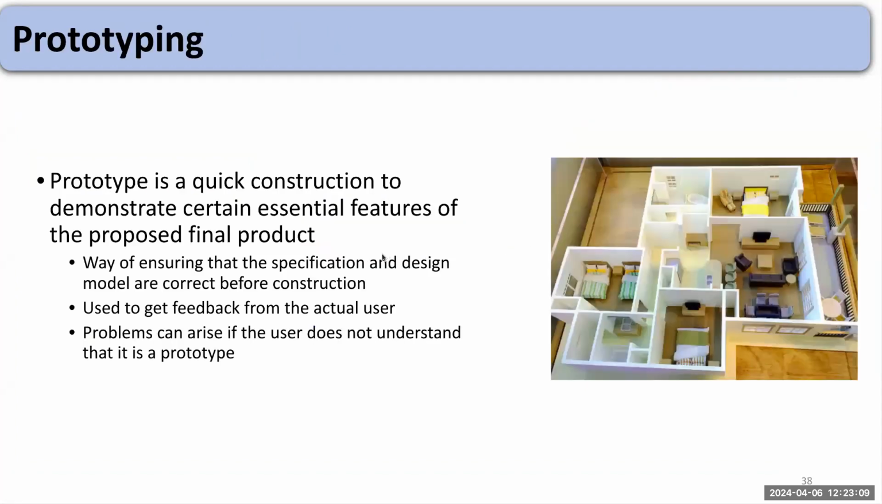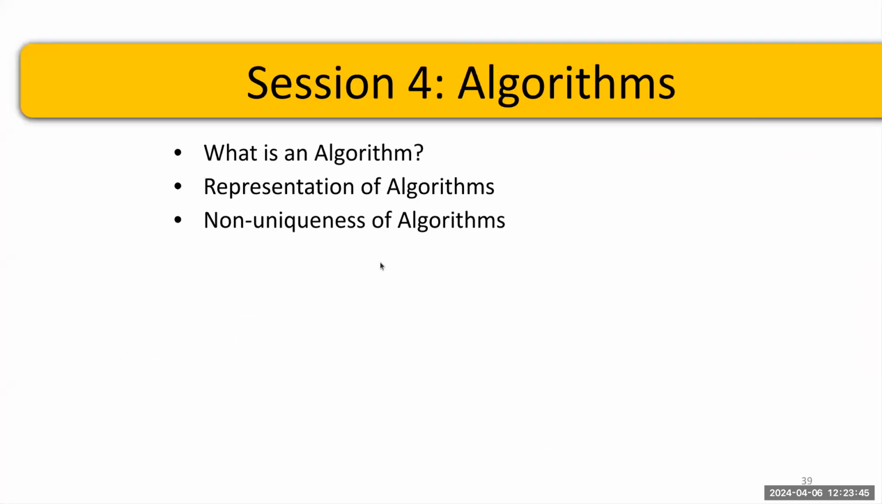Prototyping is a quick construction. Before implementing all the software, the software company develops a small version of this software and presents it to the customer, and then if the customer is satisfied, the prototype is modified into the actual system. This second part is finished.